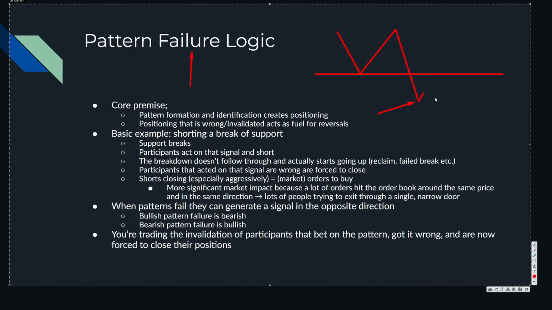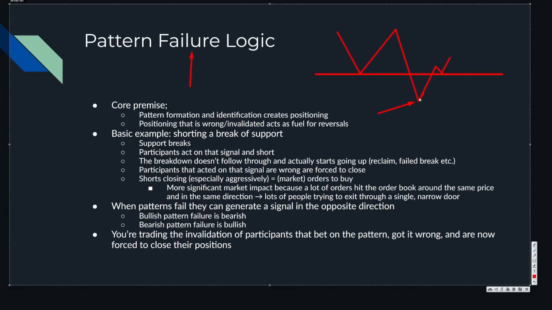So that failing would be the number not going down and going up instead, right? Some sort of failed breakdown, reclaim, deviation, whatever you want to call it. The pattern doesn't do what it is, quote unquote, supposed to do. As a result, the breakdown doesn't follow through and actually starts going up. And as mentioned, reclaim, failed break, whatever you want to call it.